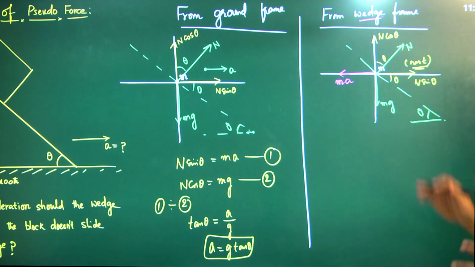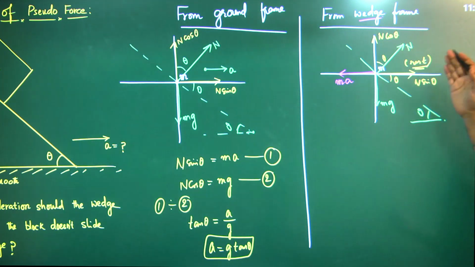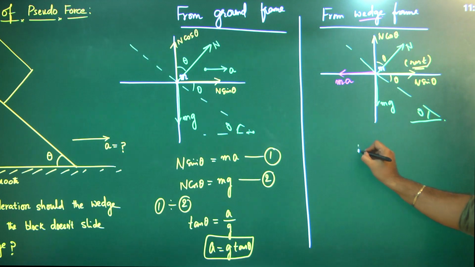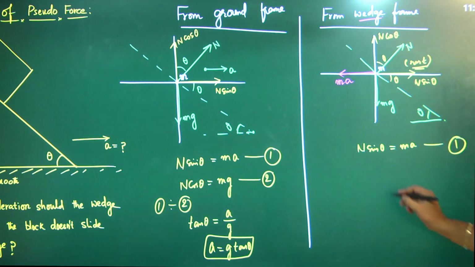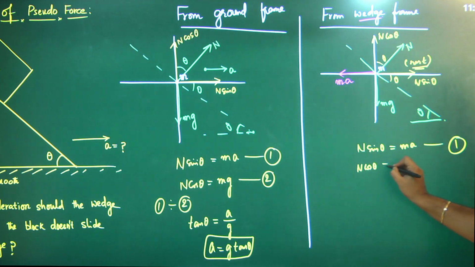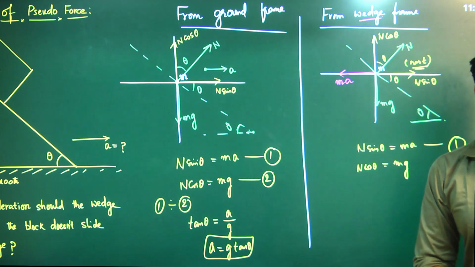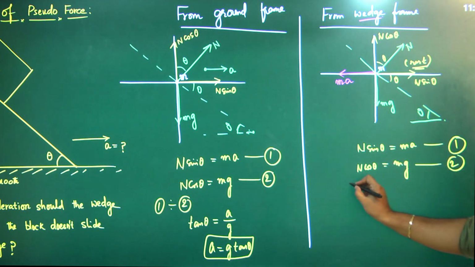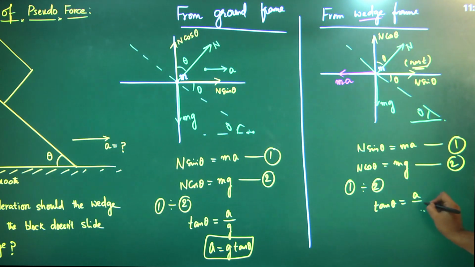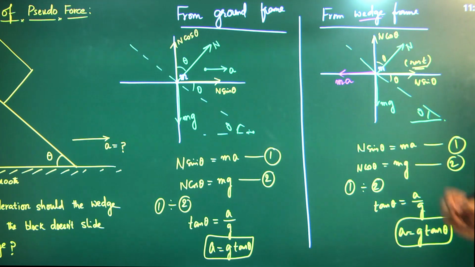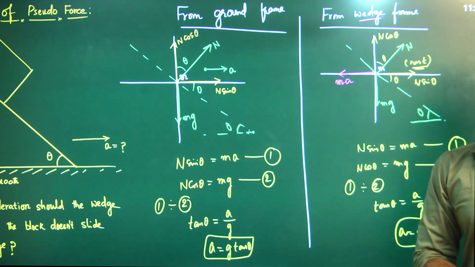Now the net force acting on the system is 0 both along horizontal and along vertical. Along the horizontal, N sin theta minus ma is 0, or N sin theta is equal to ma. This is the first equation. And N cos theta minus mg is 0, or N cos theta is equal to mg. N cos theta is balancing mg and N sin theta is balancing the pseudo force ma. This is equation 2. Same thing, 1 divided by 2, tan theta is equal to a by g. a is equal to g tan theta. This is how you work from the wedge frame of reference.